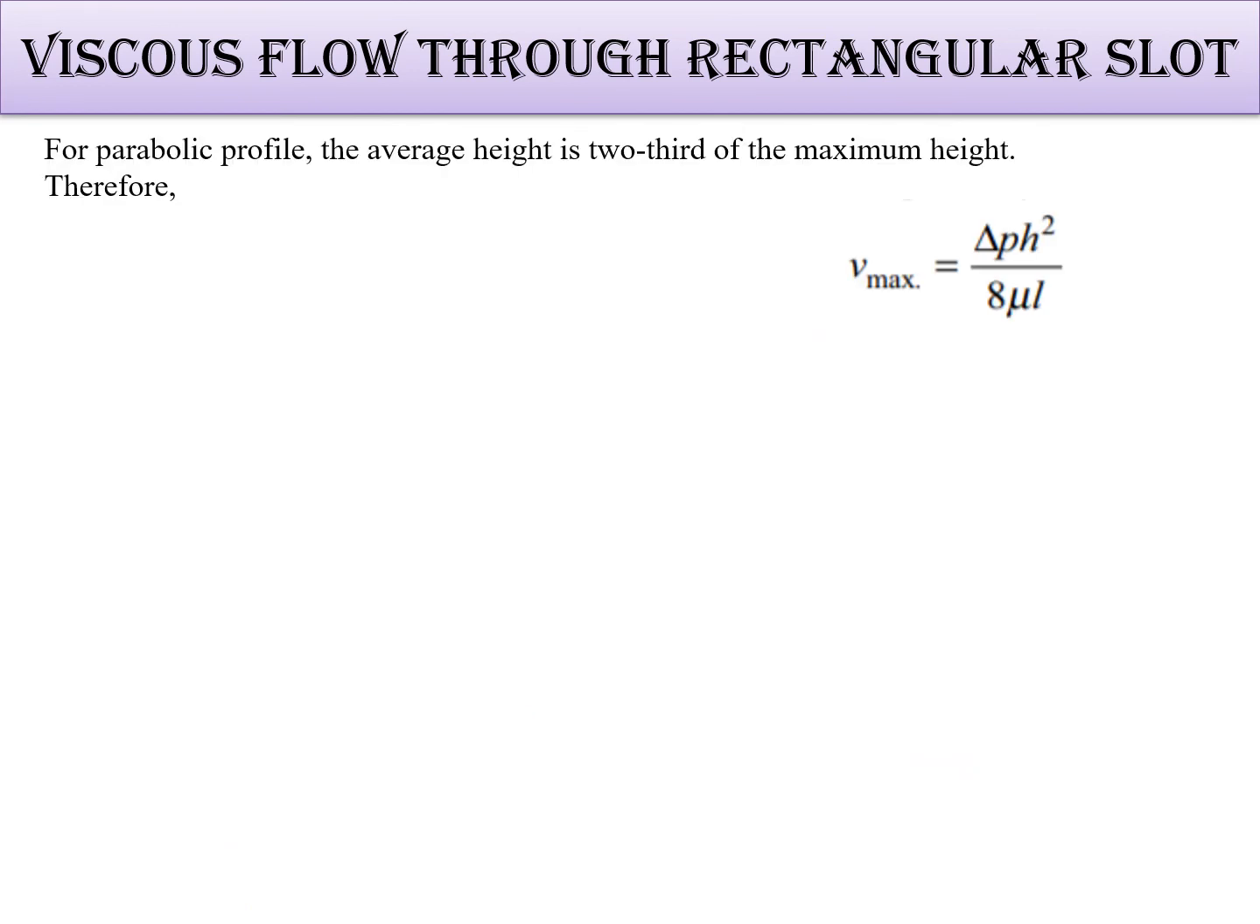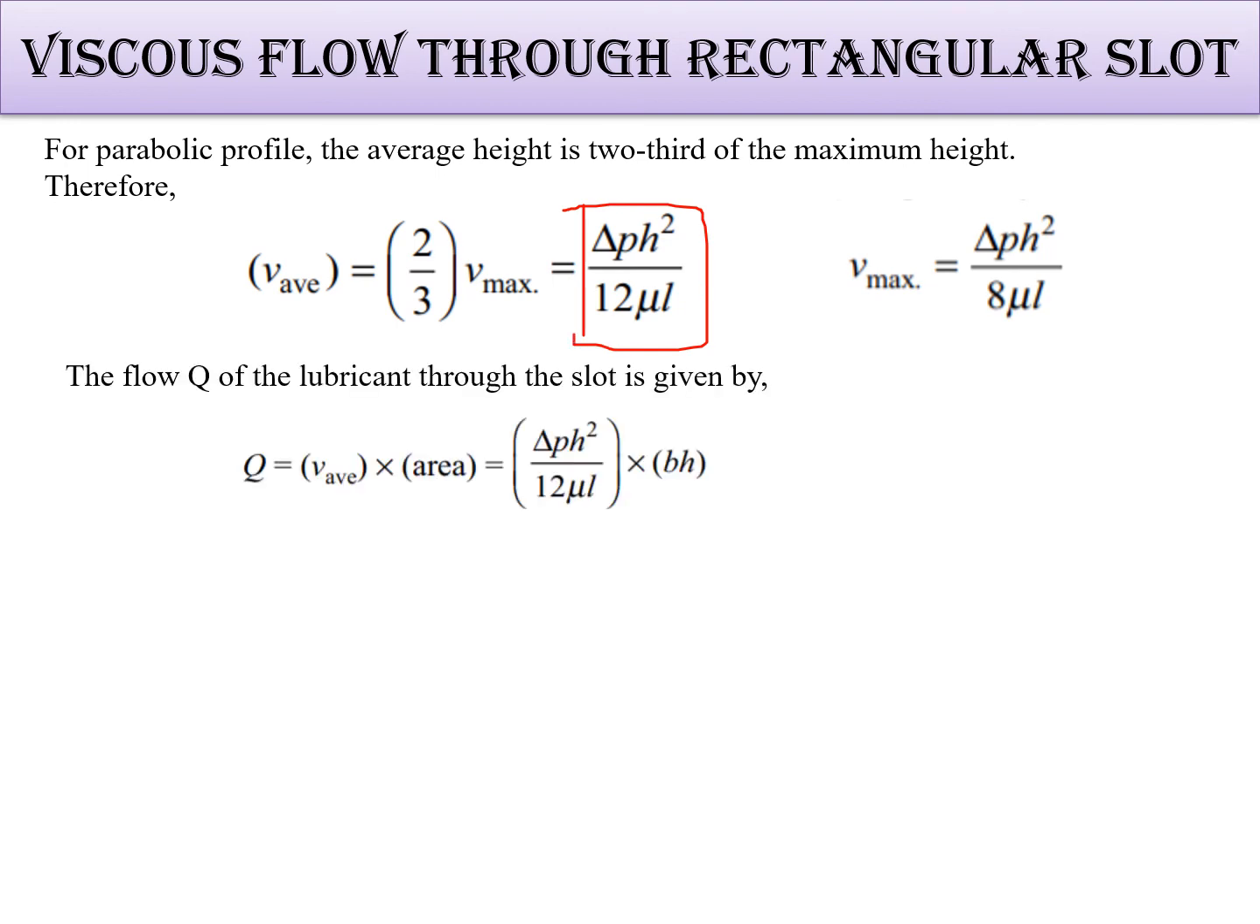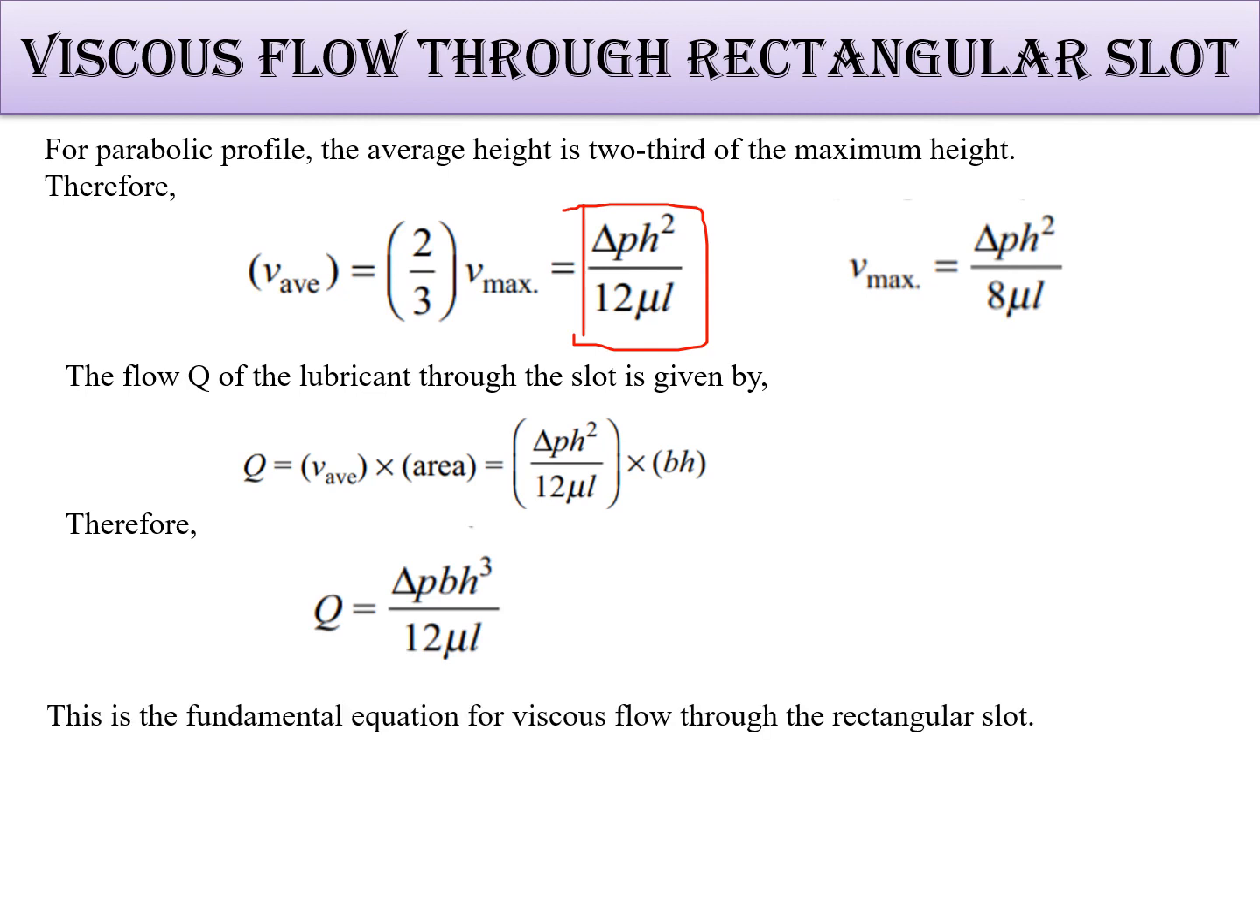Now, this is the maximum velocity formula. We know that the average velocity is 2/3 of the maximum velocity. So 2/3 of the maximum, we get delta P h square divided by 12 mu l. Now Q is what? Average velocity into area. By putting this, we get the formula Q is equal to delta P b h cube by 12 mu l. This is how we get the flow through the rectangular slot. This is the average velocity, this is the maximum velocity, and this is the flow through part. Thank you.